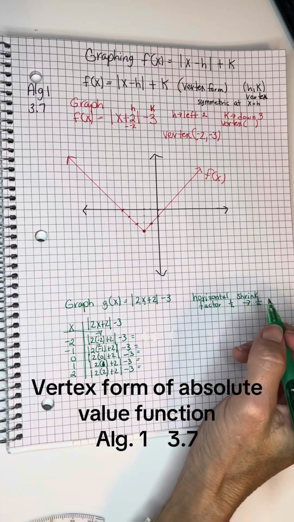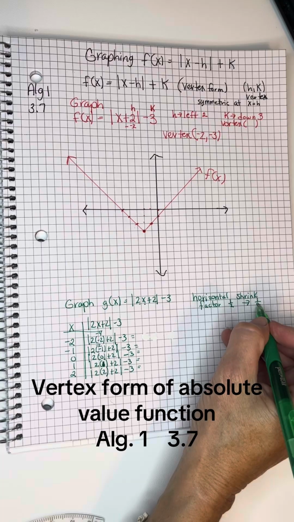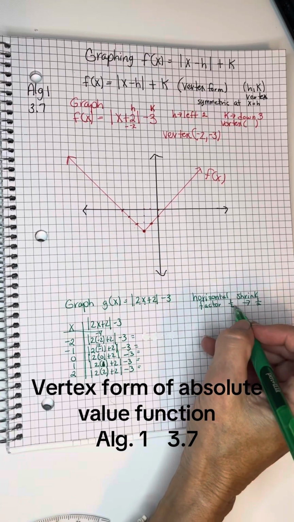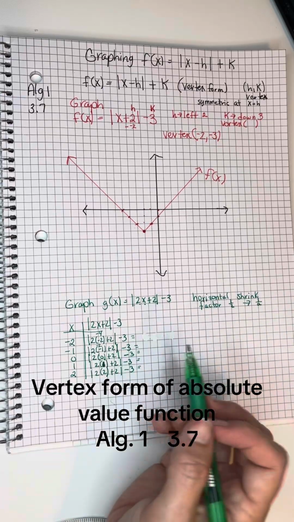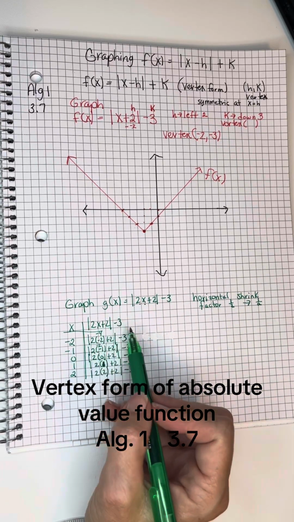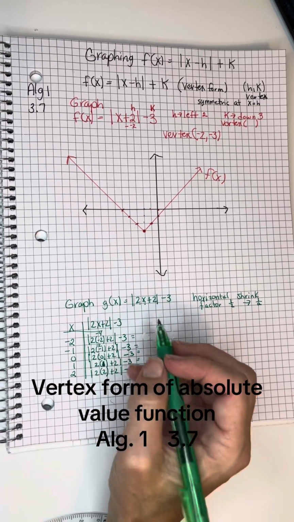And then if they ask you the factor, it's going to be 1 divided by a. So if it is a 2 here, we're going to have 1 over 2. So the factor is 1 over 2. Now, the problem itself is the absolute value of 2x plus 2 minus 3. And if I do the algebra for these, I'll be able to put the green points in the proper places.